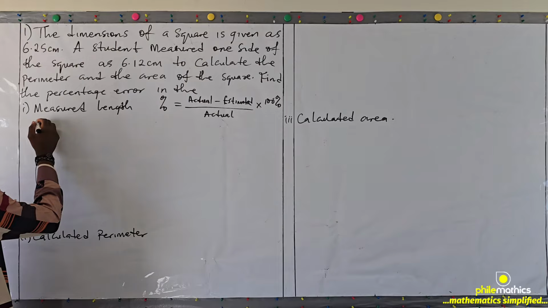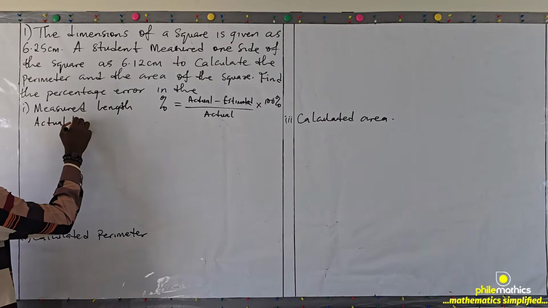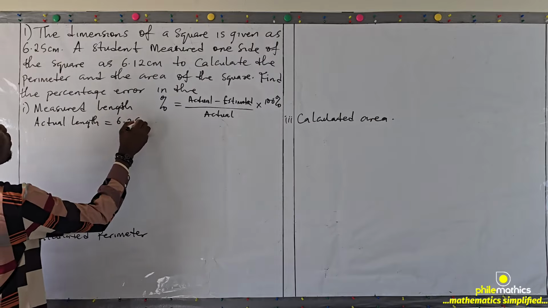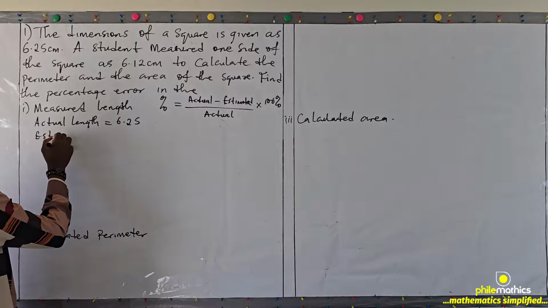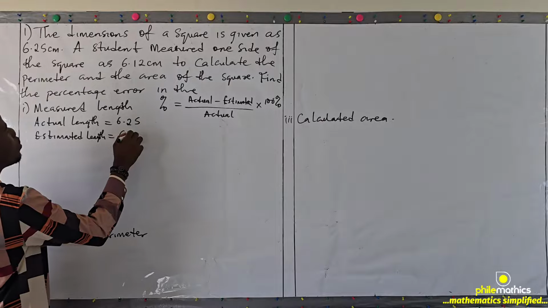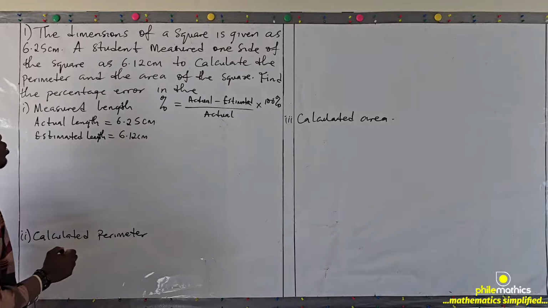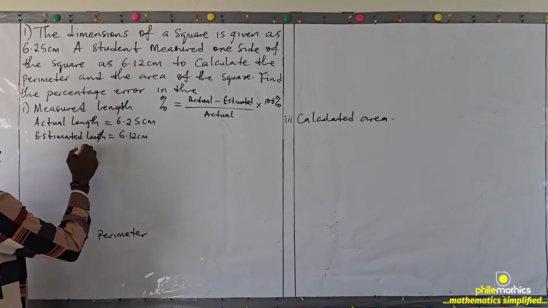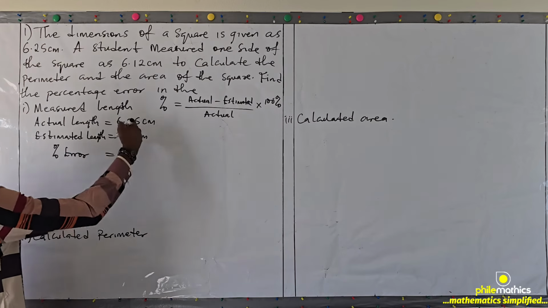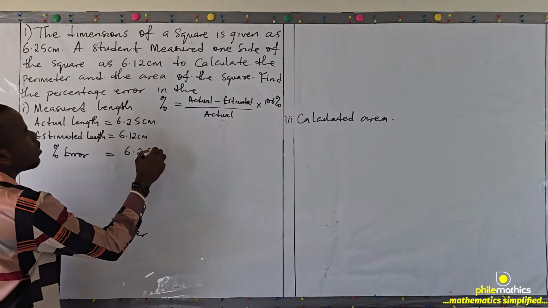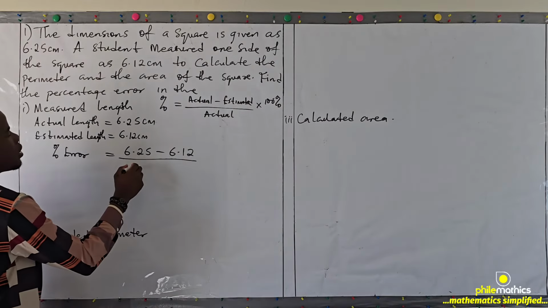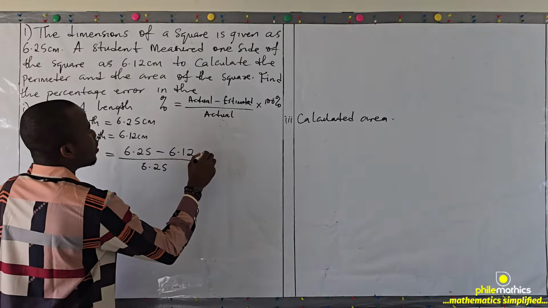So we are given that the actual length is 6.25 and the estimated length by the student is 6.12 cm. So the percentage error, as we have seen here, is the actual 6.25 minus the estimated 6.12 over the actual 6.25 times 100%.